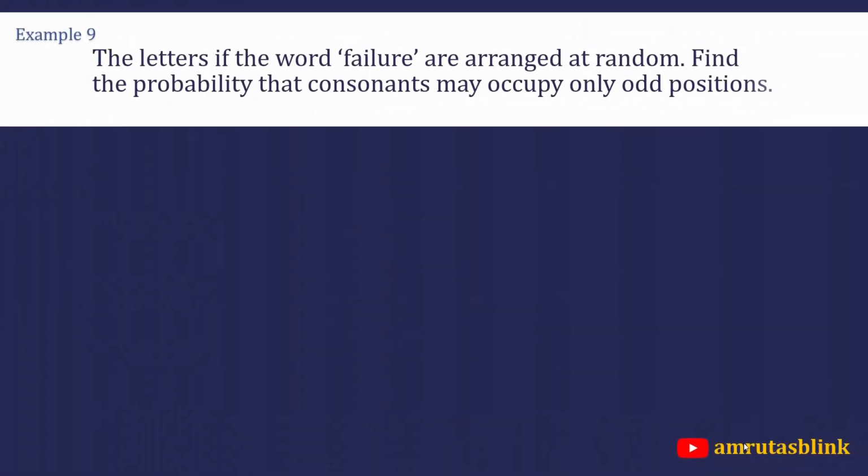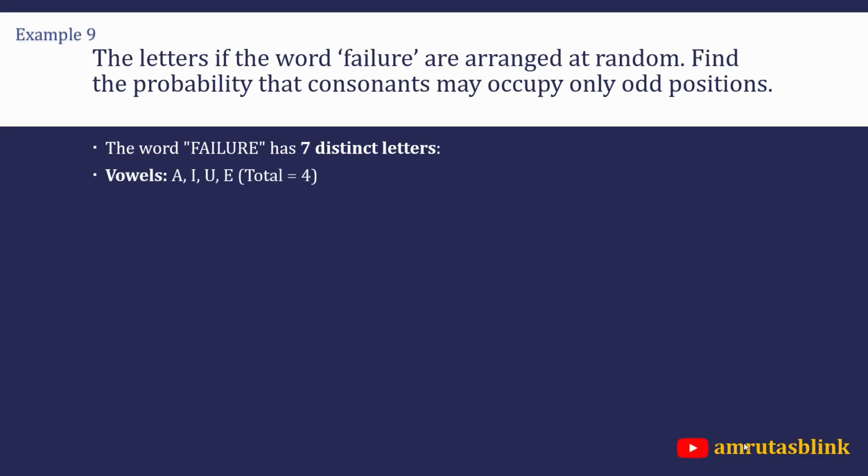Let's move to example number 9. This is exactly a similar problem with a little bit of variation. The letters of the word failure are arranged at random, find the probability that consonants may occupy only odd positions. Now here let's analyze the word first. In this word failure, how many letters are there? F, A, I, L, U, R and E. So 7 distinct letters are there.